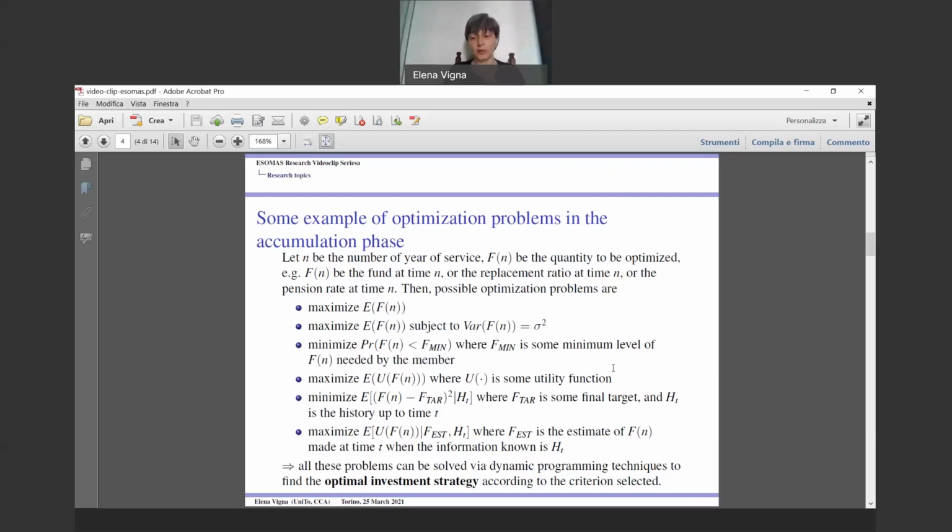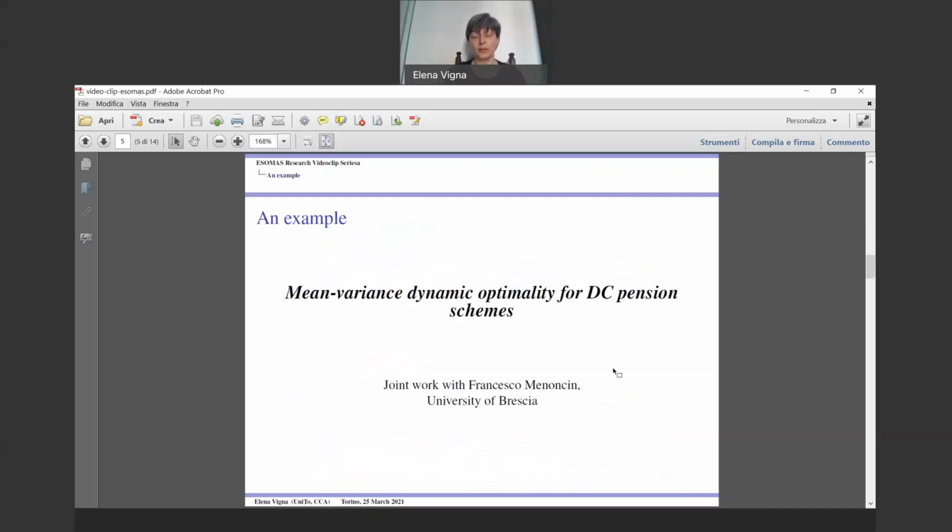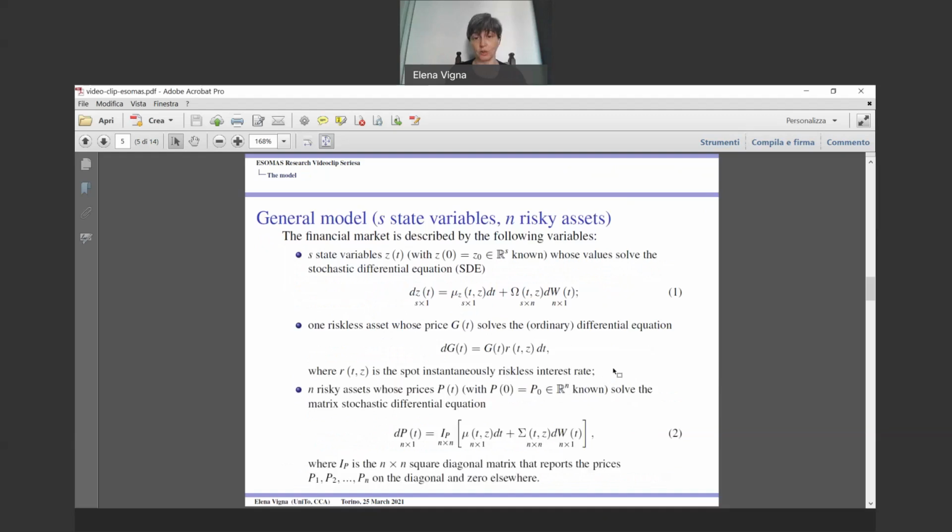And in all of these cases, your control variable is the investment strategy. So you can decide what is the investment strategy that maximizes or minimizes your criteria. That is, you want to find the optimal investment strategy to be adopted in the period between joining the scheme and retirement. As an example of my work, here is this paper, Mean Variance Dynamic Optimality for DC Pension Schemes. This is a joint work with Francesco Menoncini.